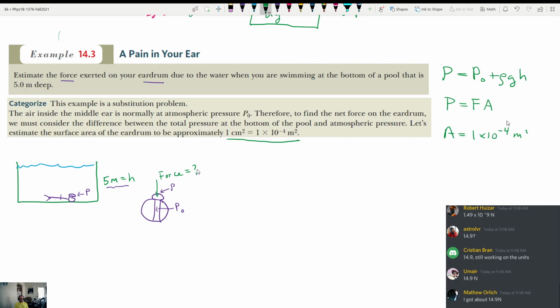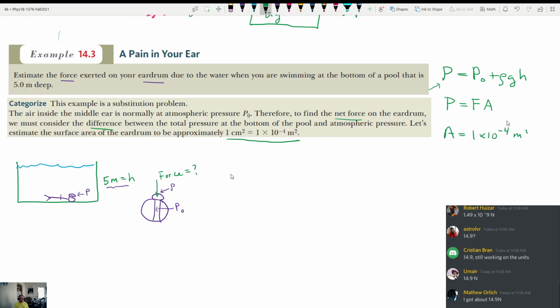So, of course, part of what you need to do here is figure out what this pressure is right here. Now, I don't know what the best way to do this is, but I'm going to start with what they say right here and work backwards almost. It says the air in the middle ear is normally atmospheric pressure. Therefore, to find the net force on the eardrum, we have to consider the difference between the total pressure at the bottom of the pool and atmospheric pressure. That means there is a force on the outside of the ear, but there's also a force on the inside of the ear, and we need to find the net difference between the two, right?